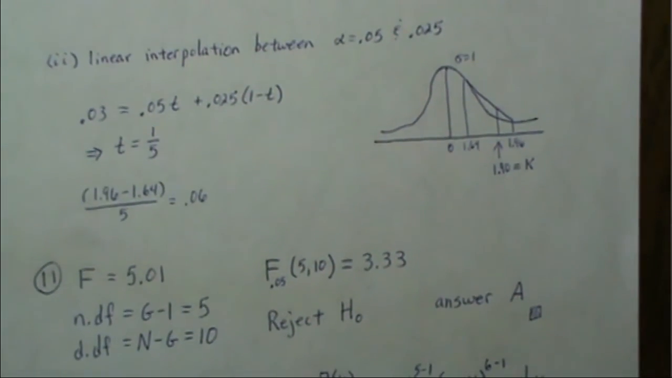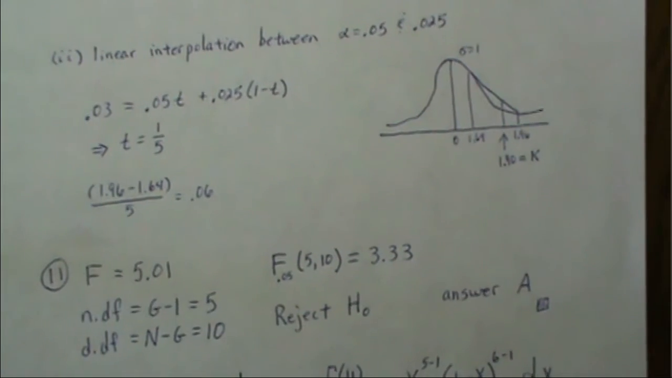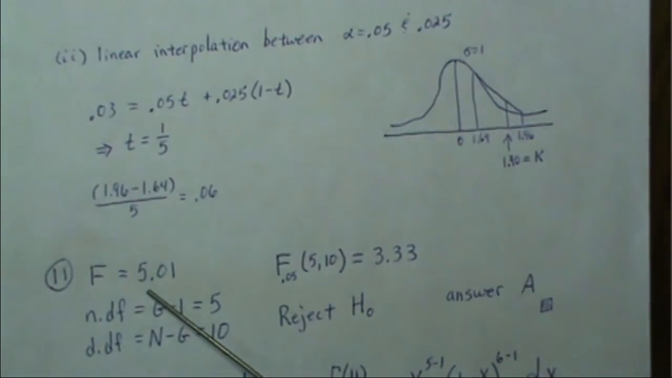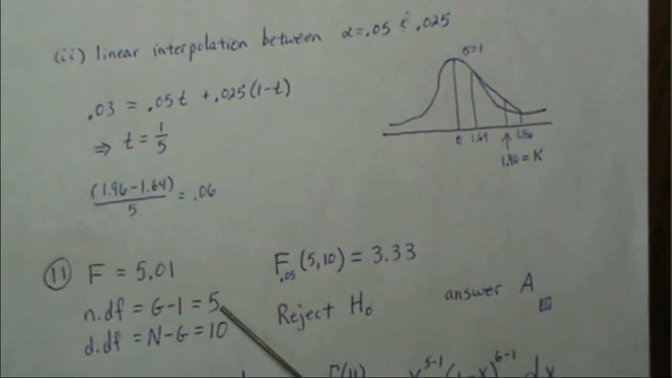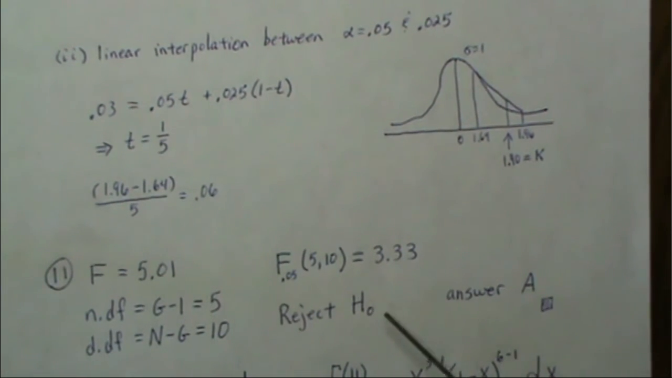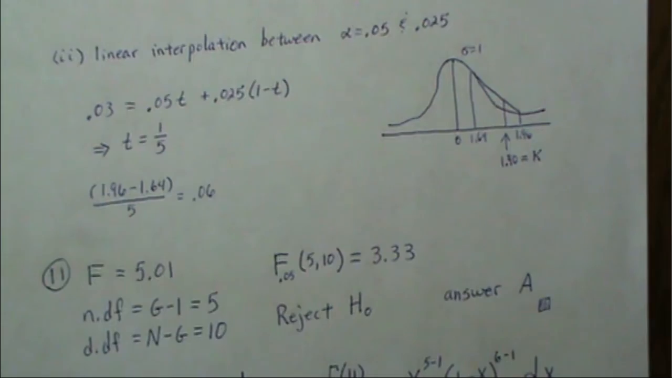Number 11, we're in an ANOVA setting, and they provide the F statistic. There's 6 groups, so the numerator degrees of freedom is 5. Denominator degrees of freedom is n minus the number of groups, so it'd be 10. So F of 0.05, with 5 and 10 numerator, denominator degrees of freedom is 3.33. The test statistic is bigger than this, so we reject the null hypothesis. Answer is A.